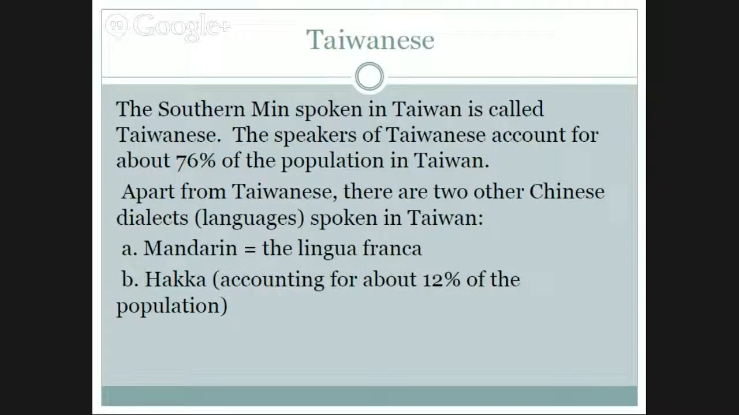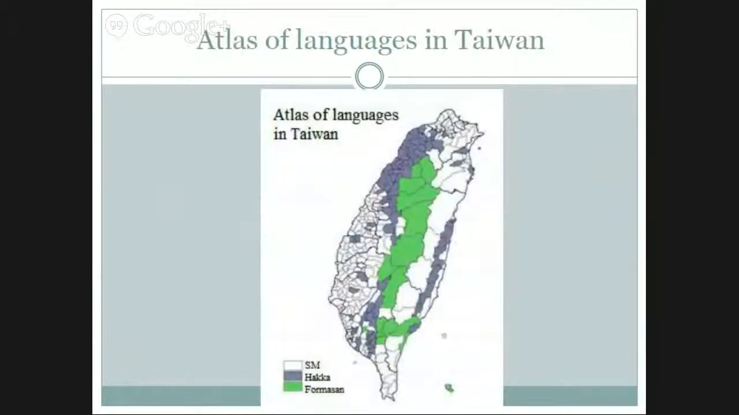The Southern Min spoken in Taiwan is called Taiwanese because its speakers account for about 75 to 76% of the whole population. Mandarin is the formal and national language, and Hakka is a minority, and I'm a speaker of Hakka. So my main study is focused on Hakka, but as part of Taiwanese, I am asked to do some research on this language. This is the basic distribution of the languages. The white part is Southern Min, the green part is the Austronesian languages, and the others are Hakka.